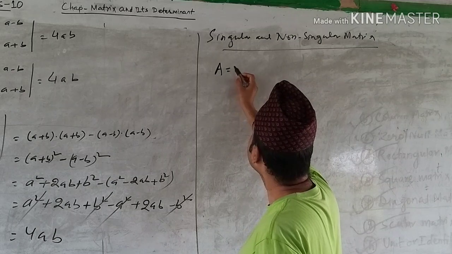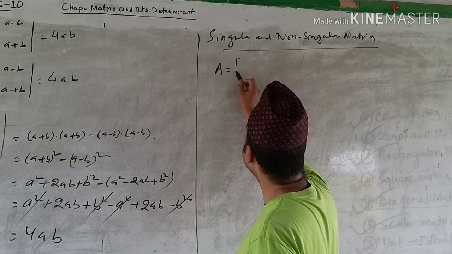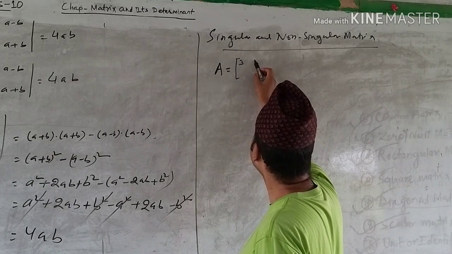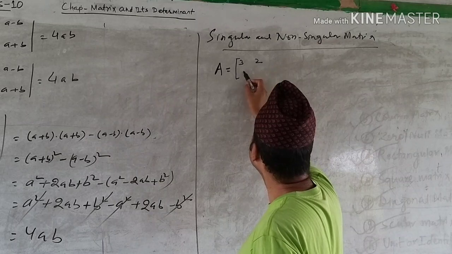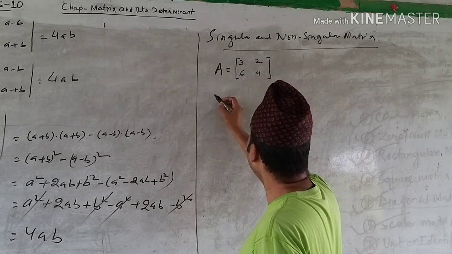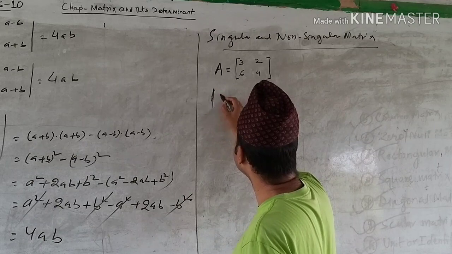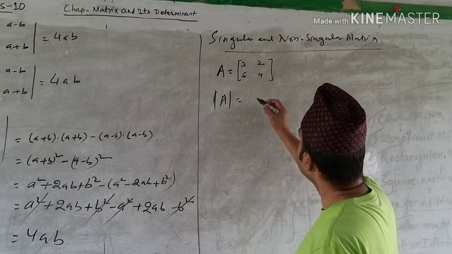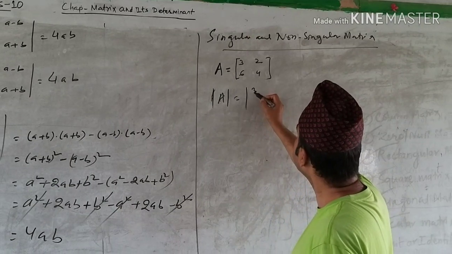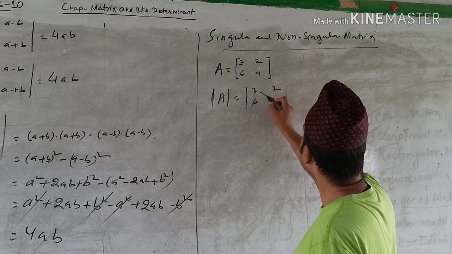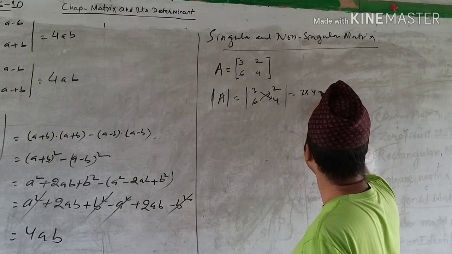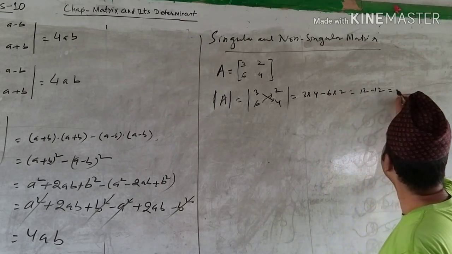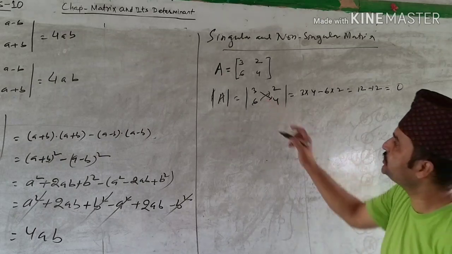Suppose this is matrix A: 3, 2, 6 and 4. What is the determinant of matrix A? Just cross multiply: 3 into 4 minus 6 into 2 is equal to 12 minus 12. The answer is, the determinant of matrix A is 0.